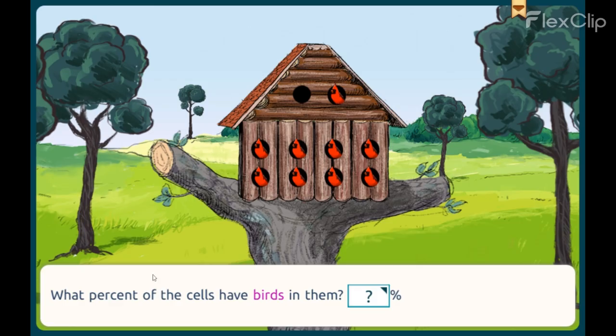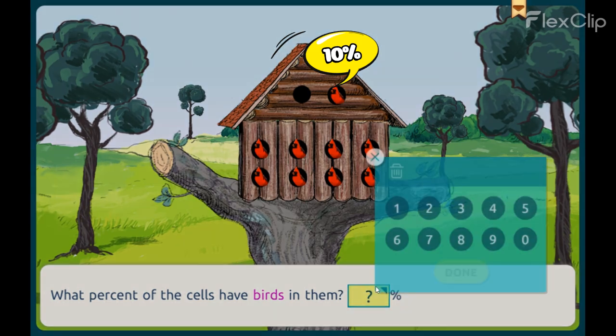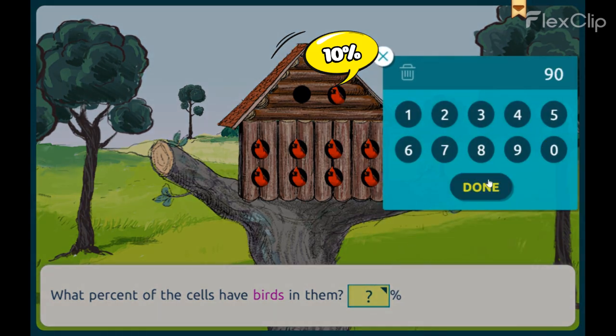We need to read the questions really carefully because they might be tricky questions. We need to calculate the percent of the cells that have birds in them. We're counting now by tens. How many times? 1, 2, 3, 4, 5, 6, 7, 8, 9. We're counting 9 times by 10, and 90% is the answer.